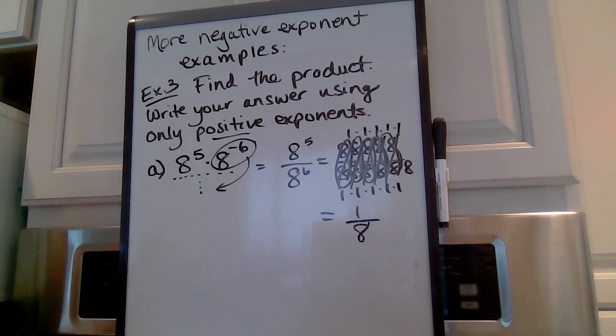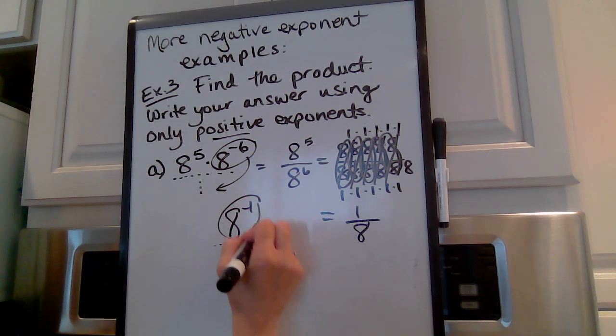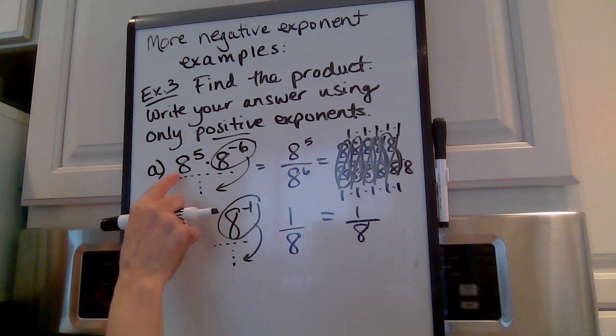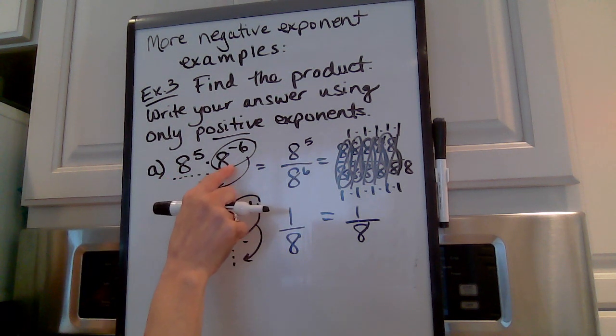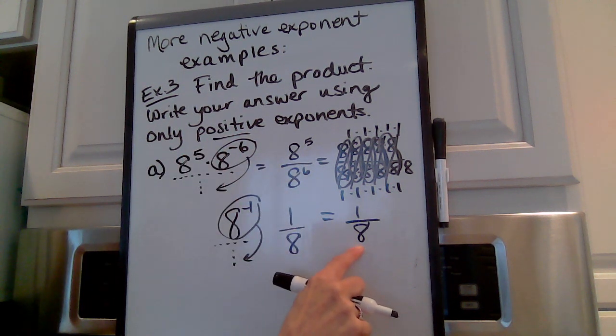The other thing you could have done is said, oh, I know that 5 minus 6 is -1. So you could have said it's 8 to the -1 and then recognize that you need to move it to the denominator. Or you could have said, oh, there's more 8s in the denominator. There's 1 extra and what's left on top is a 1. So lots of ways to get to that same result. But if you start with 8 to the 5th times 8 to the -6, simplify it all down, write your answer using positive exponents, 1 over 8 is your answer.